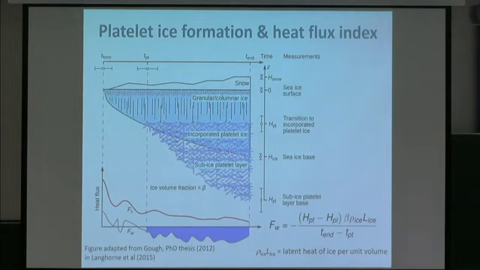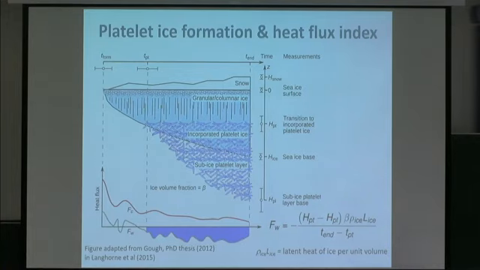So here's our picture now of how platelet ice forms. We've seen the bit on the top first, but underneath now we've plotted the heat fluxes. The top brown line shows the conductive heat flux as a function of time, going upwards to the atmosphere to grow the sea ice. And underneath is the heat flux to the ocean.